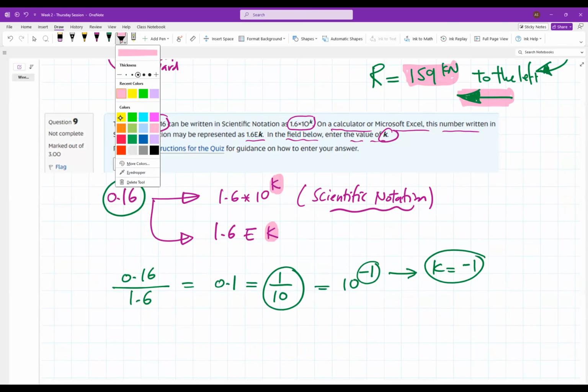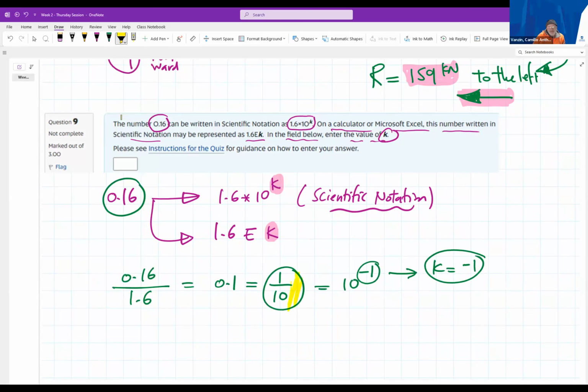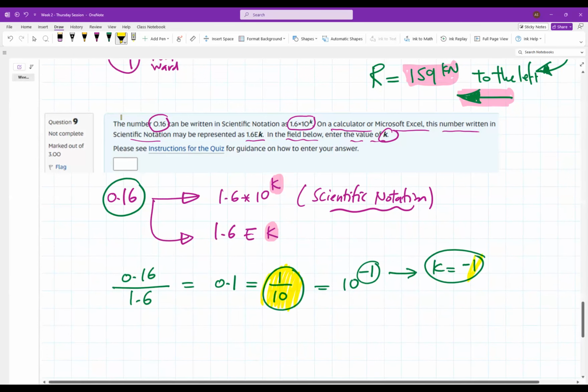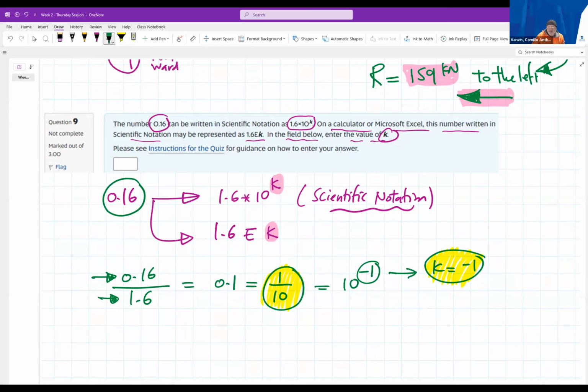This is how to do it. Is it easy, or do you want me to repeat it again? I will do another example to show you, but this is how to find it. I just divide the number we have over the form we're looking for. So we get the number of tens, how many tens we need to write it in this form. We need 1 over 10, or 10 to the power -1. So k equals -1.